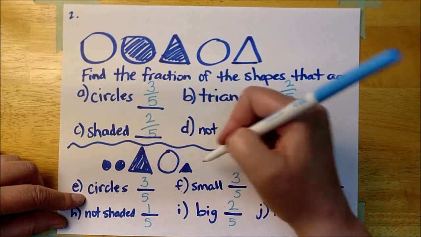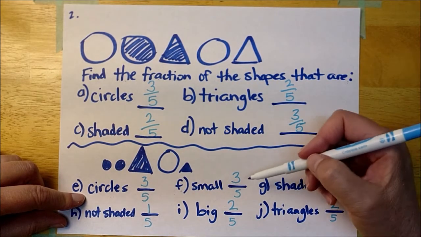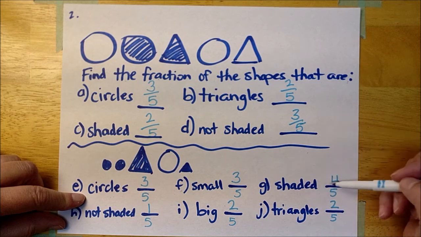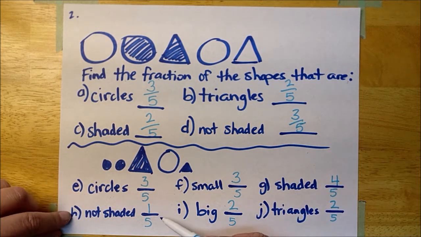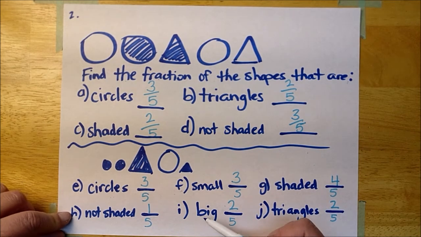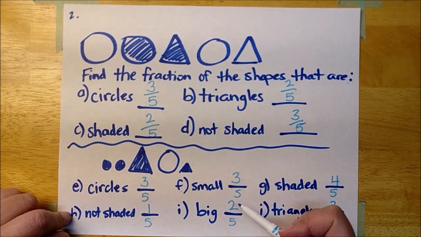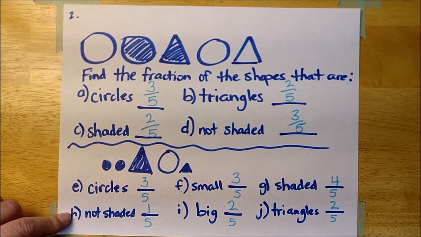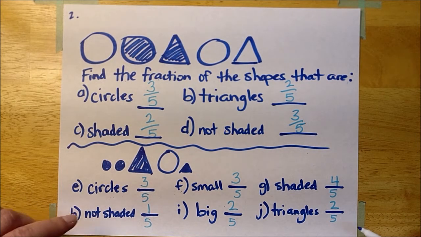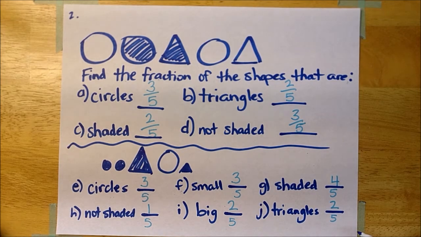So those are my fractions. 3/5 of these shapes are circles. 3/5 are small. 4/5 are shaded. 1/5 is not shaded. 2/5 are big. And 2/5 are triangles. So I hope you got all your answers right on those activities when you thought about them while the video was paused.